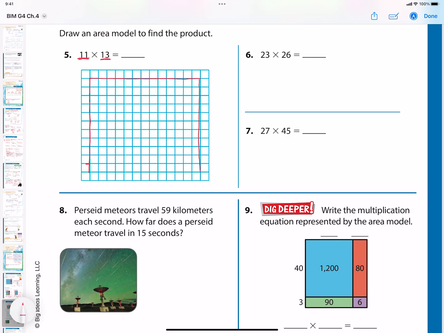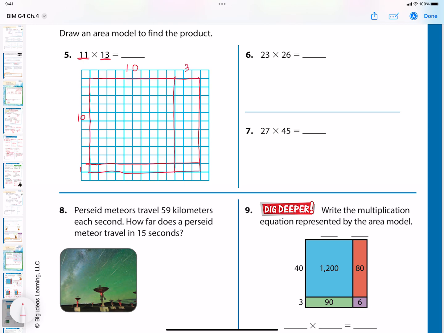I'm going to make this area. I forgot to put this 10 in here. I'm going to go backward. 1, 2, 3. Since this is 10 plus 3. And this, yes. Now 10 rows plus 1 row, and 10 columns plus 3 columns.